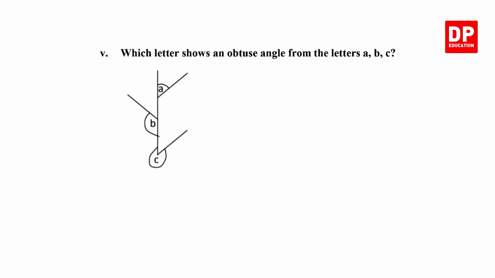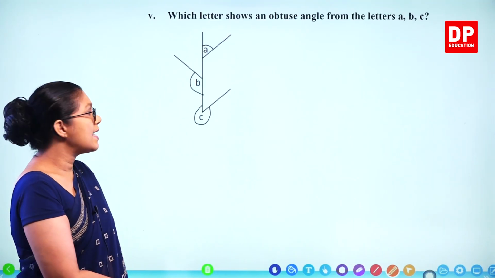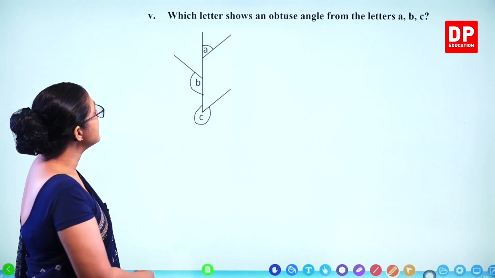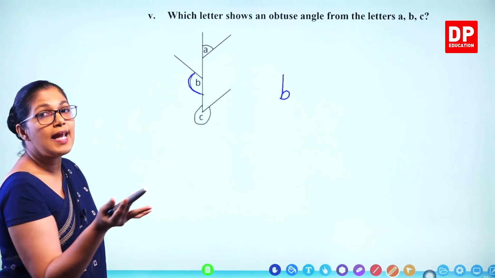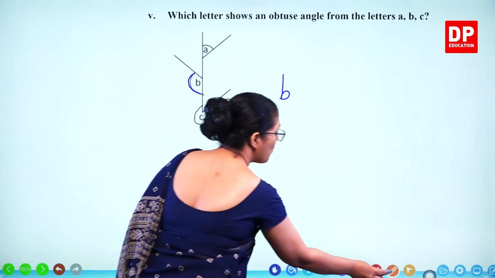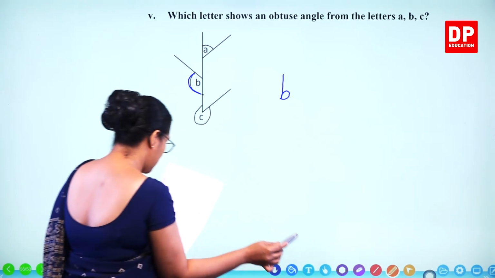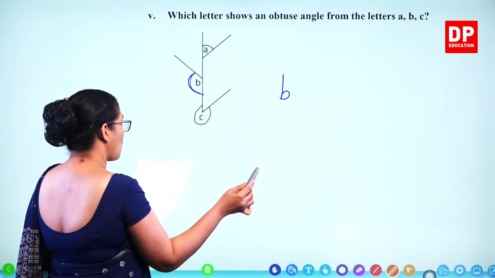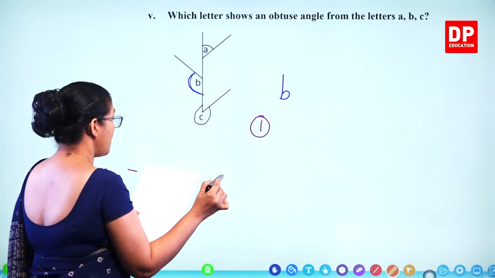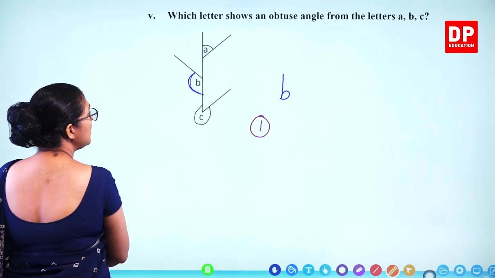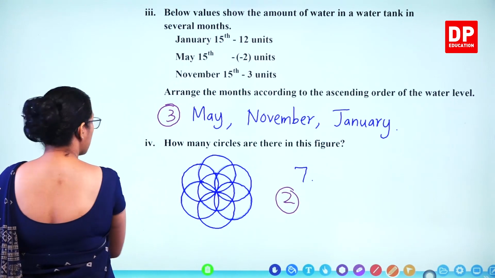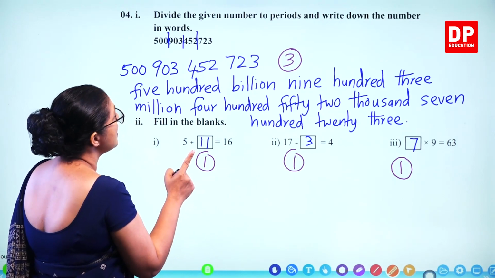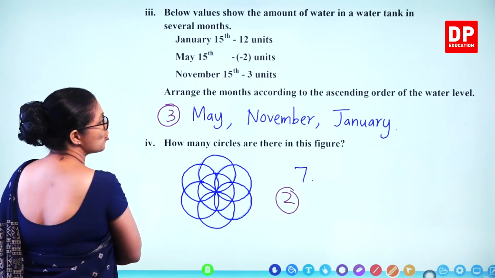And fifth part, which letter shows an obtuse angle from the letters A, B, C? Obtuse means more than 90, less than 180. So that's letter B. B is obtuse. C is reflex and A is acute. So for that you are getting 1 mark. So let's see the total. 1, 3 and 3, 6, 7, 8, 9, 10, 11, 12 marks given for that question as well.